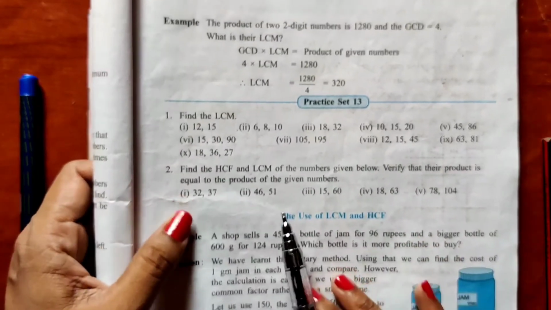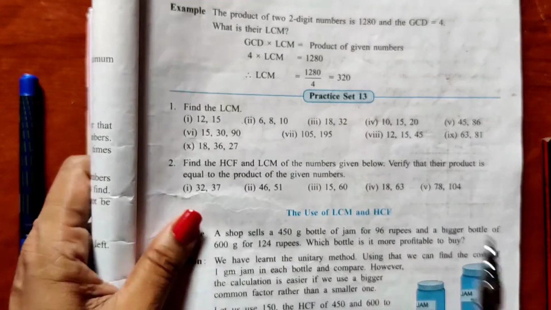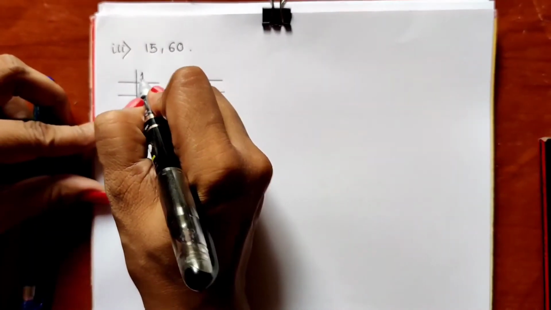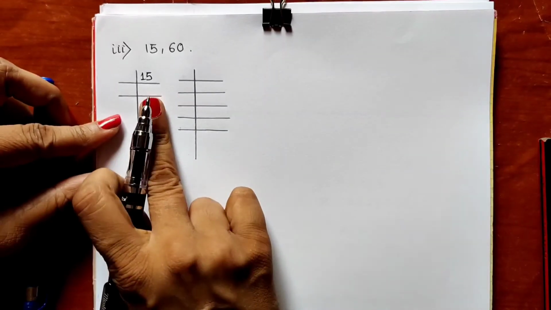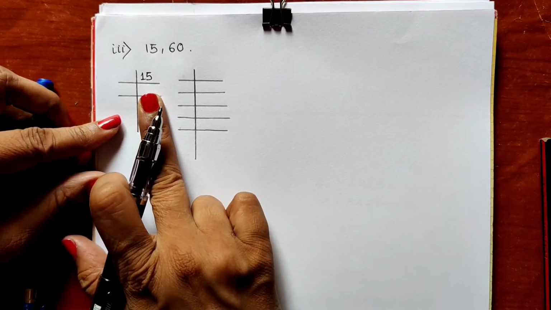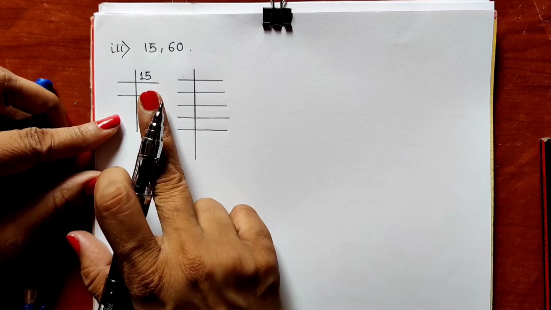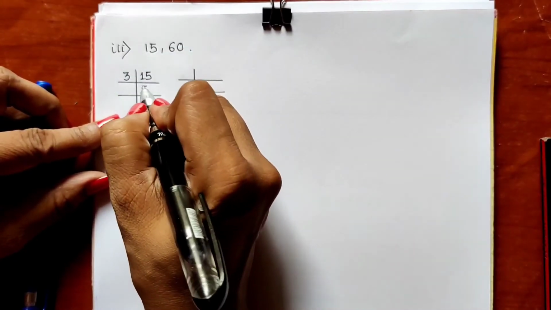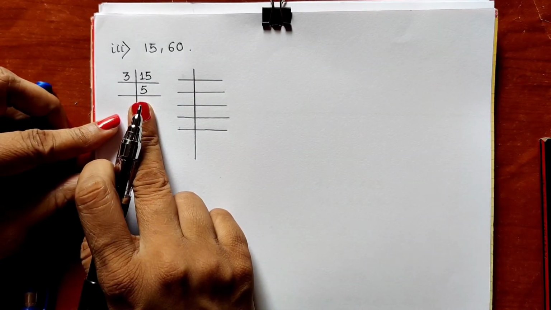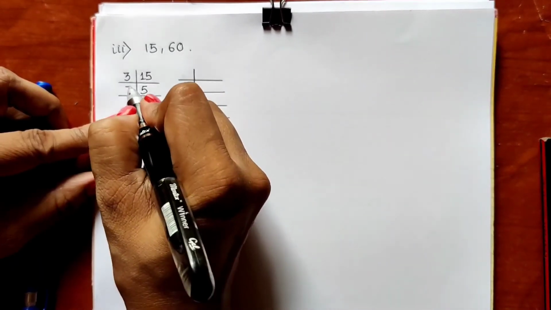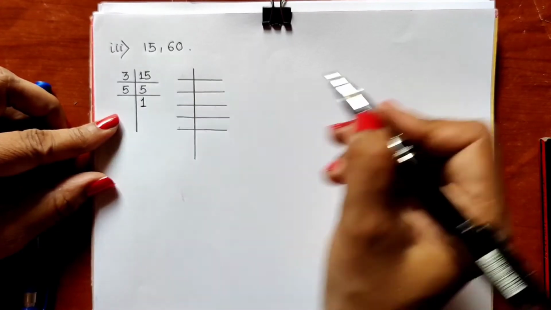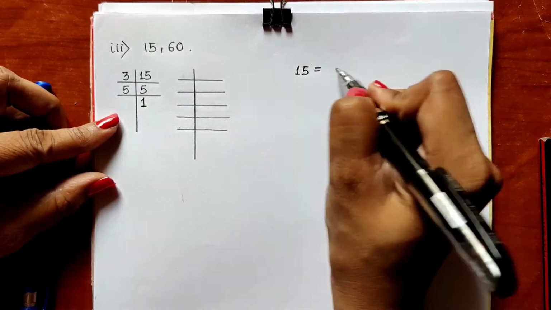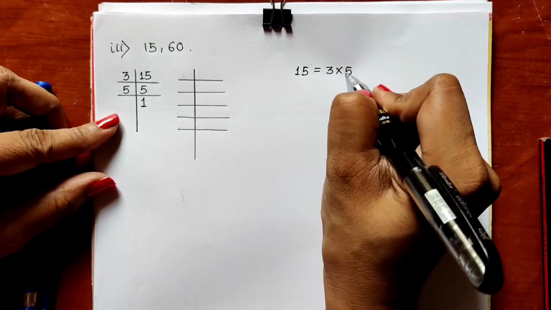Now third sum, we have got these two numbers 50 and 60. So let us do it. 15. As 15 is an odd number, it is not divisible by 2. So it is divisible by 3. It is in the table of 3. So we write 3 5s are 15 and 5 is a prime number. So it is divisible by itself. 5 1s are 5. So factors of 15: 15 is equal to 3 multiplied by 5.